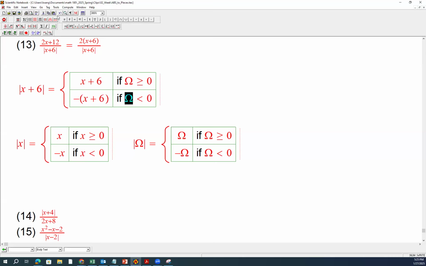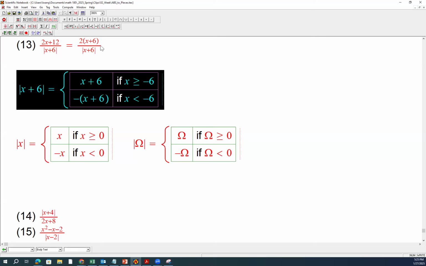Right, omega. There you go. And you also will get to x greater than or equal to negative 6, and x is less than negative 6. This is the second time we do this in this lesson. So now we're going to take all of these inside here.